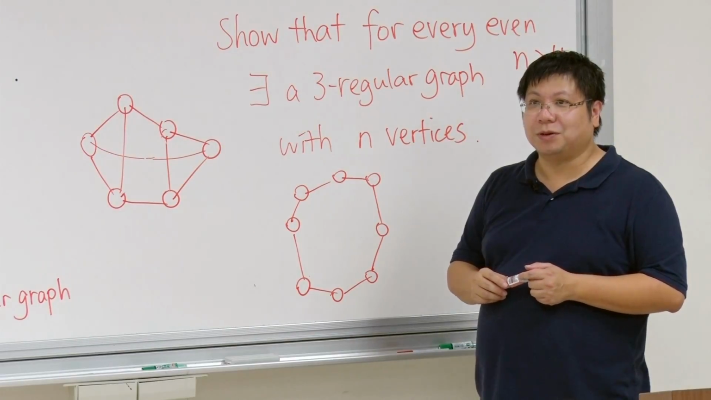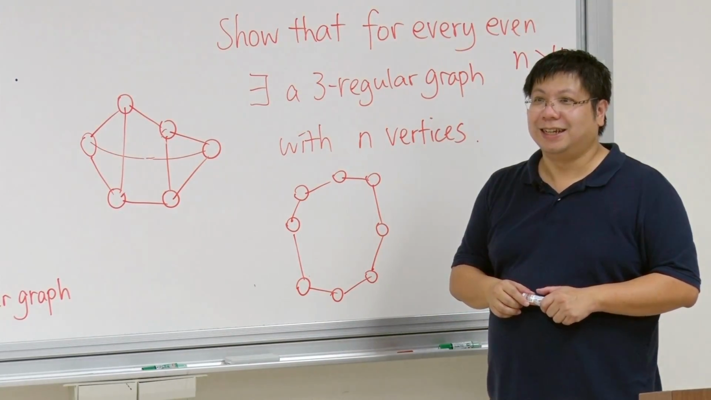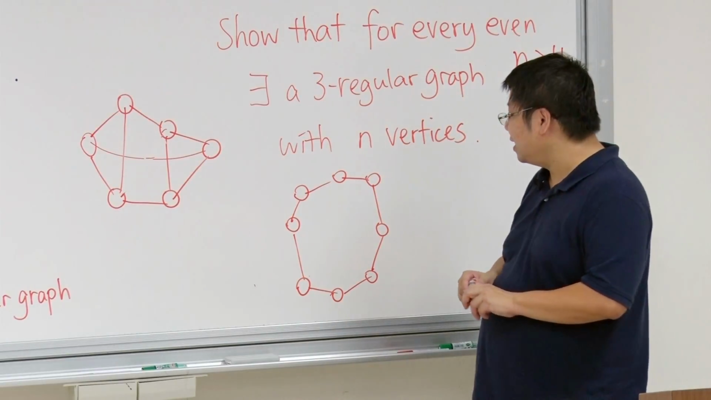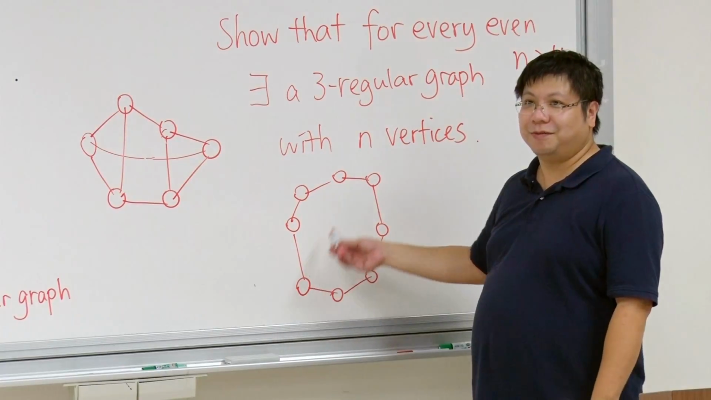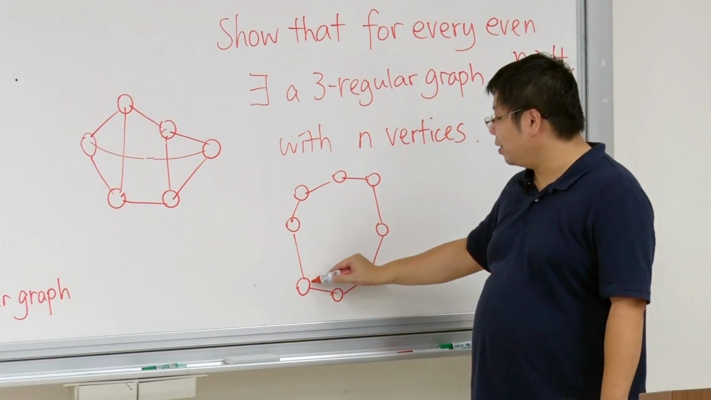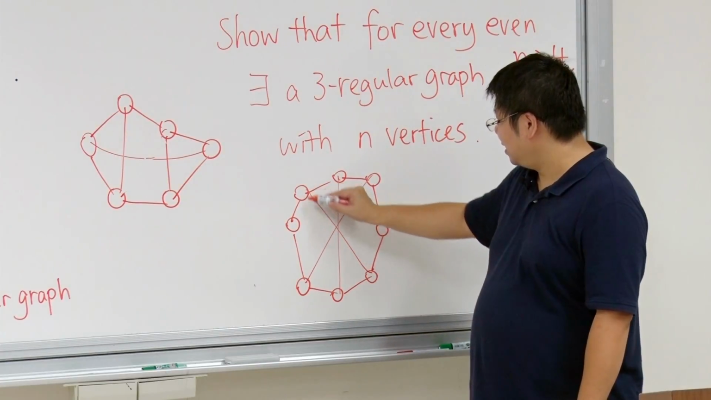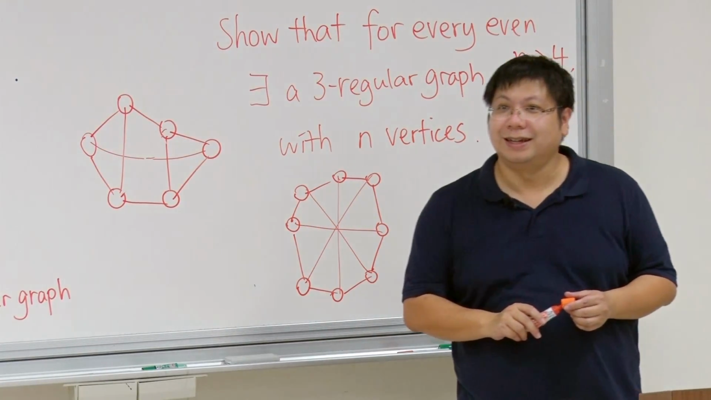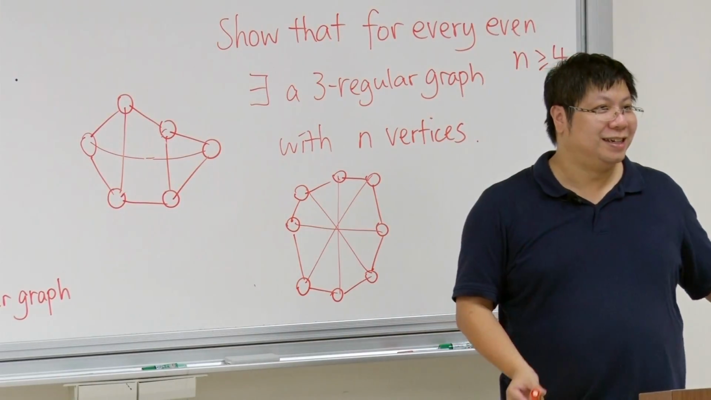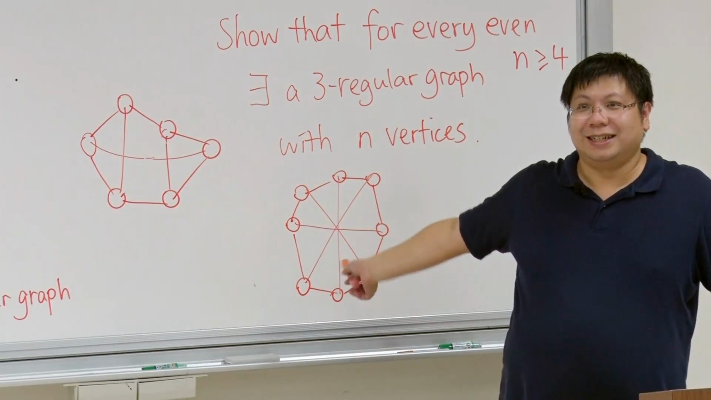So what is the best way? Each one needs to find a friend. There are many ways, but the best way for me is: everyone, you have an opposite vertex. You join to your opposite vertex. Then this is a 3-regular graph. Is that okay? Yeah, I like this.